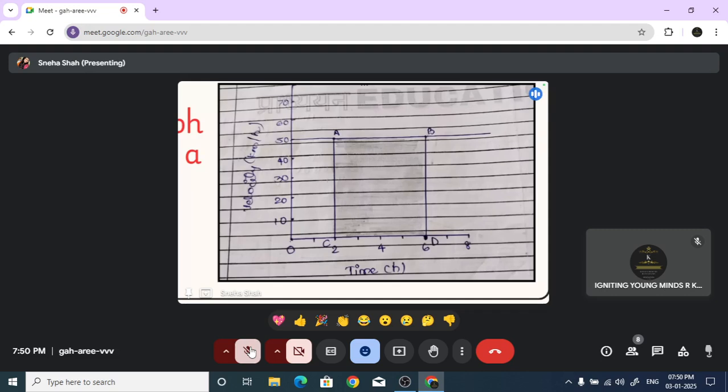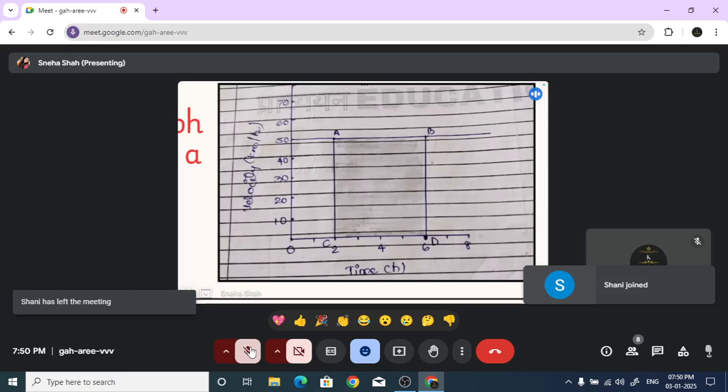But the velocity is constant from 2 hours to 6 hours. For continuously 4 hours, it has driven at a speed of 50 km per hour without accelerating or without retarding, without decelerating. Correct? So, what is the distance covered here?